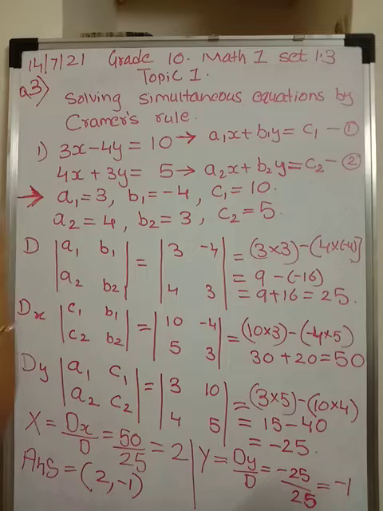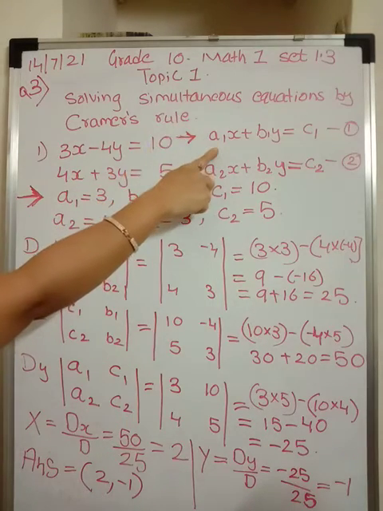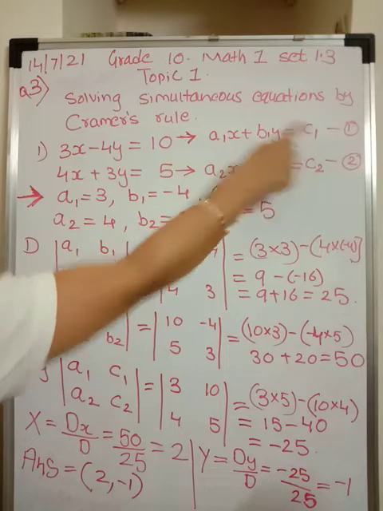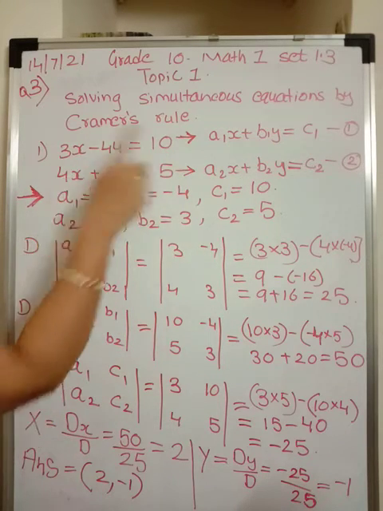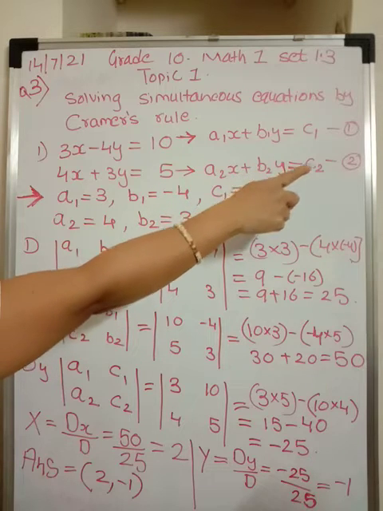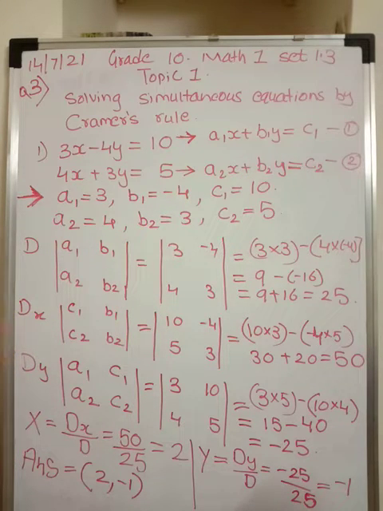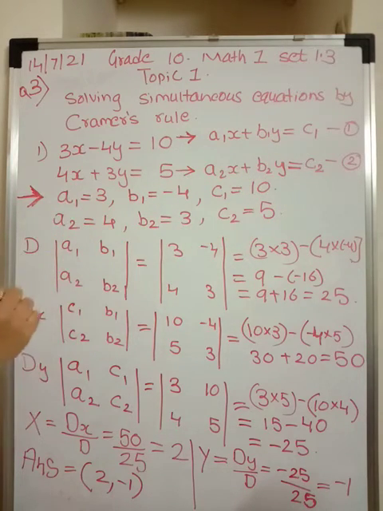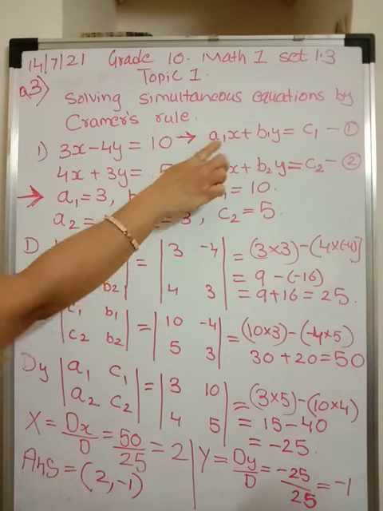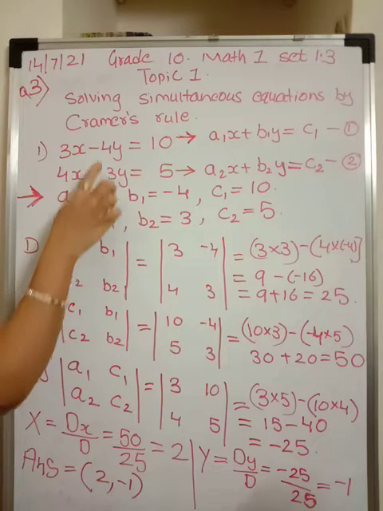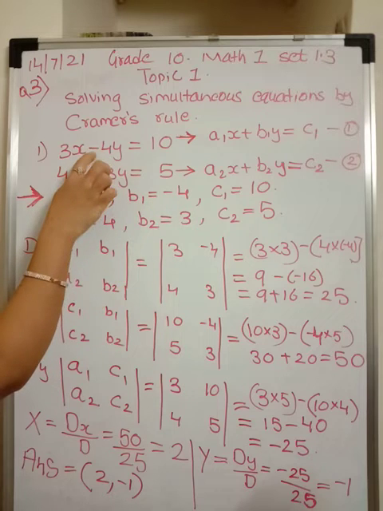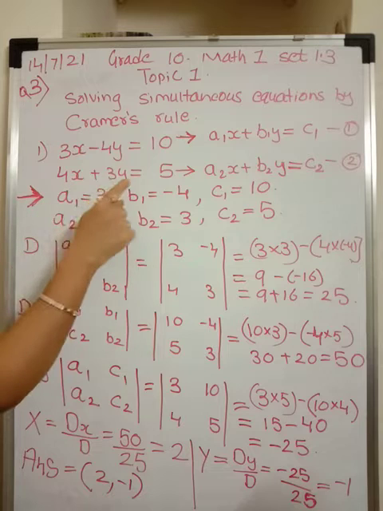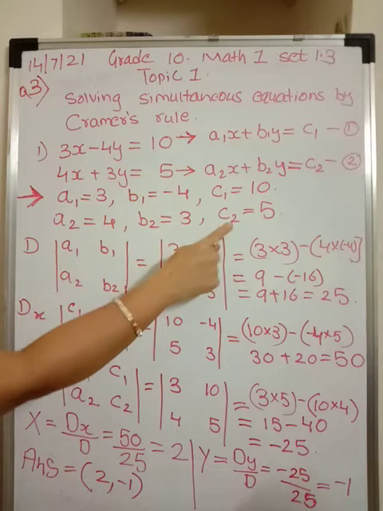Now in Cramer's rule, you have to compare the equations in this form: a1x plus b1y is equal to c1, because this is the first equation. For the second equation we write a2x plus b2y is equal to c2. Now we have to find the values of a1, a2, b1, b2, c1, c2. We saw this yesterday in the previous video. So what is your a1? a1 is 3, b1 is minus 4. Do not forget to write this sign. c1 is 10. Similarly, a2 will be 4, b2 will be 3 and c2 will be 5.